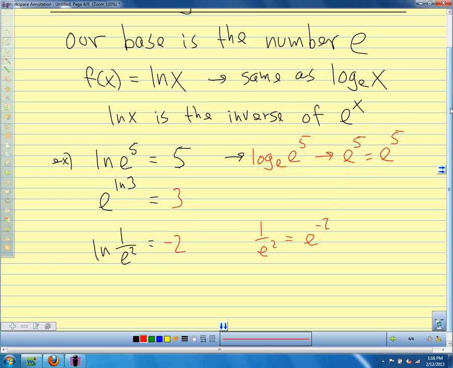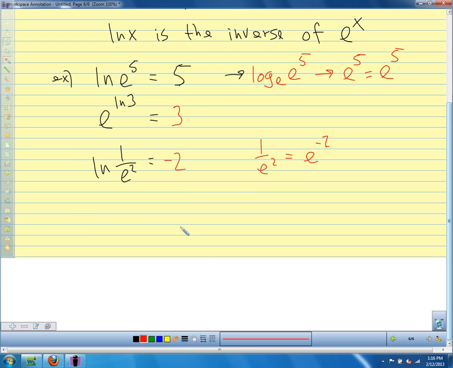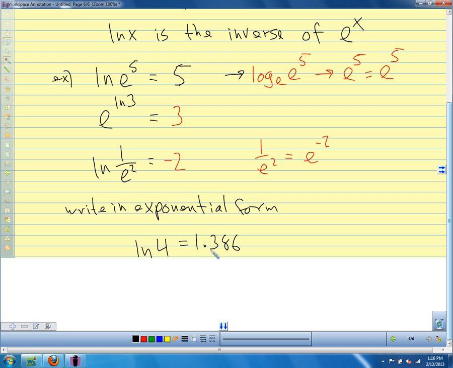Let's do a couple more of these to practice. I want to write these in exponential form. So write this one in exponential form. The natural log of 4 equals 1.386. I'm going to write that in exponential form.